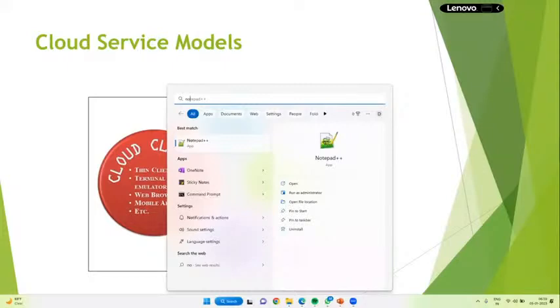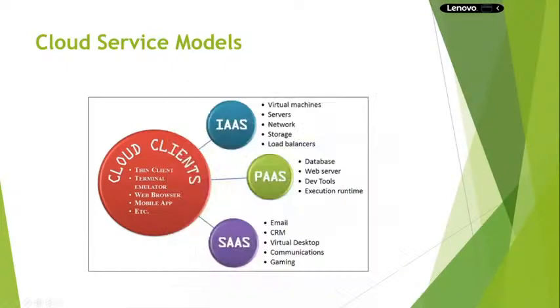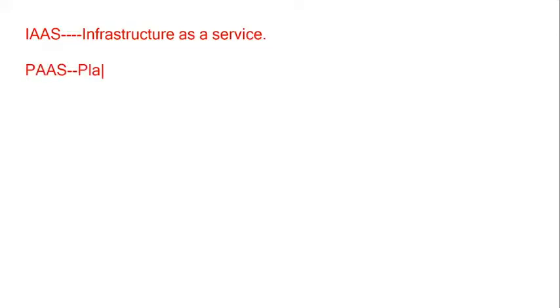So private cloud, public cloud, and hybrid cloud. Now the service models. One is IaaS, infrastructure as a service. Another is PaaS, platform as a service. And the third is SaaS, software as a service.